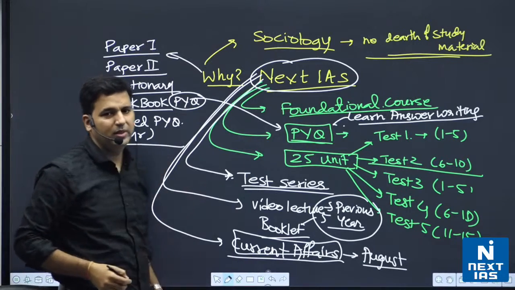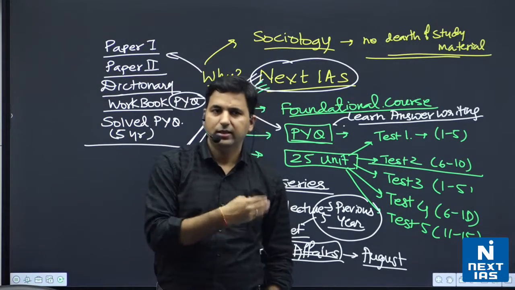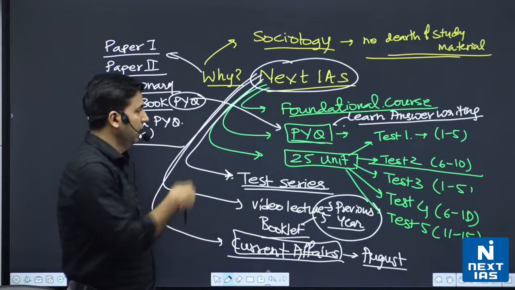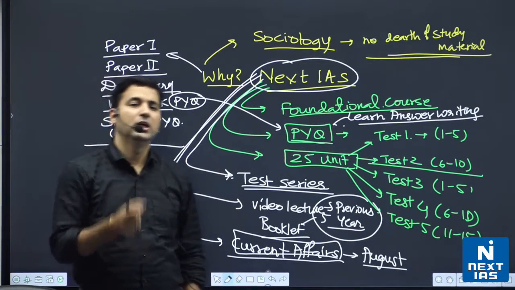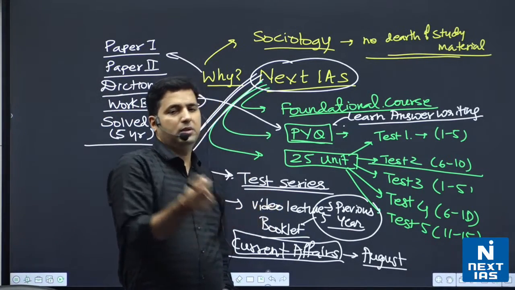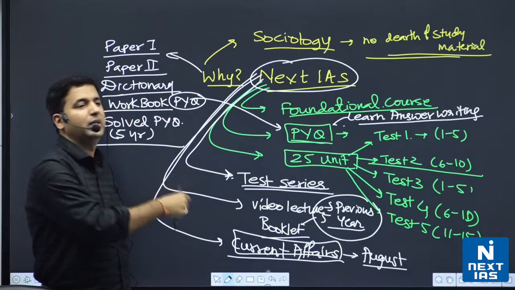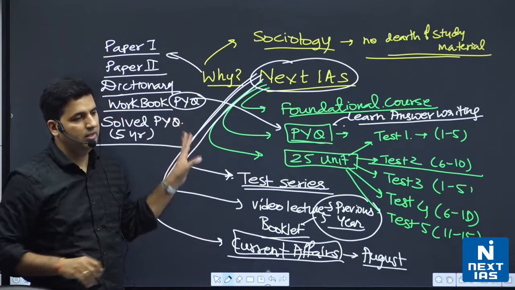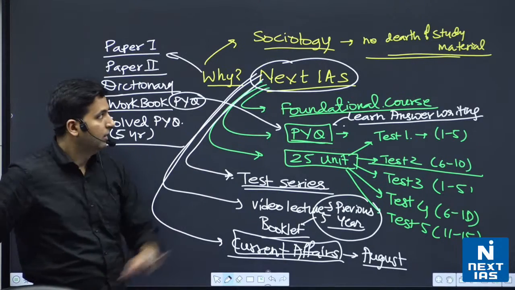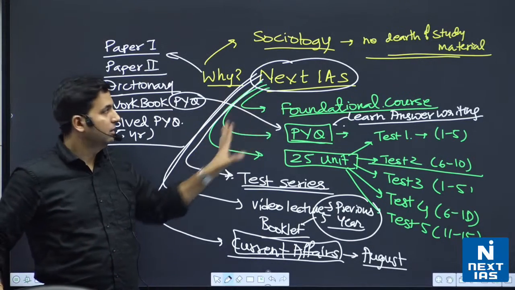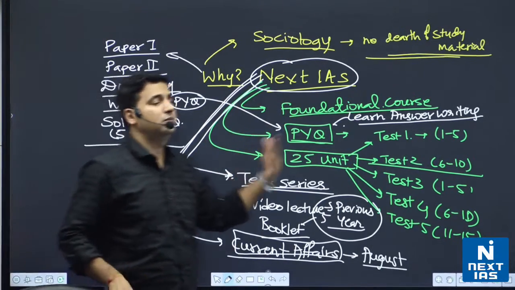So this year is 2023. By the time we end the topic, we will be providing you 2022, 2021, 2020, 2019 and 2018. So these five-year solved printed booklets you will get. This is what you will get in NextIAS, and that is what is exhaustive.